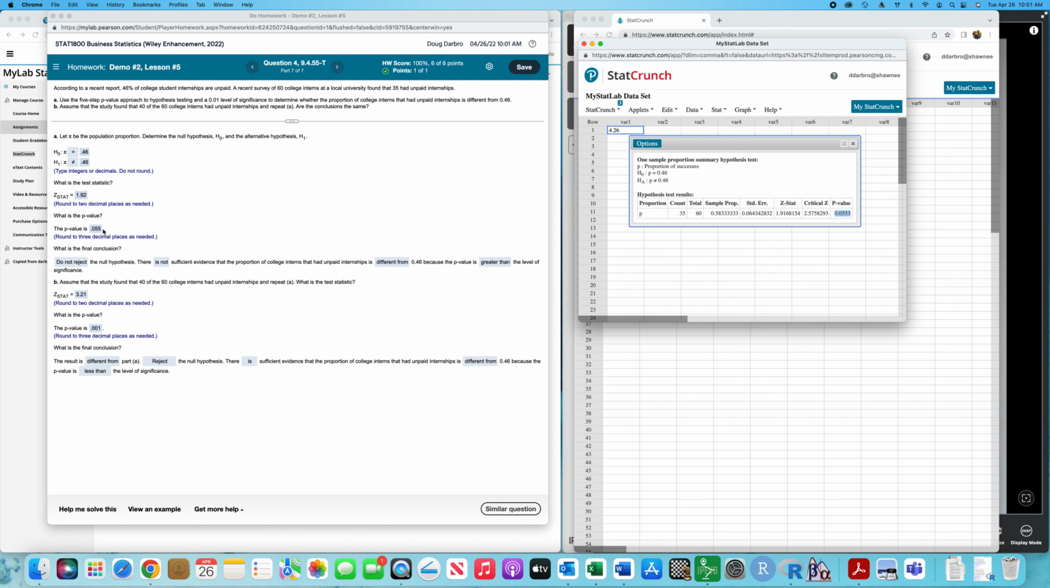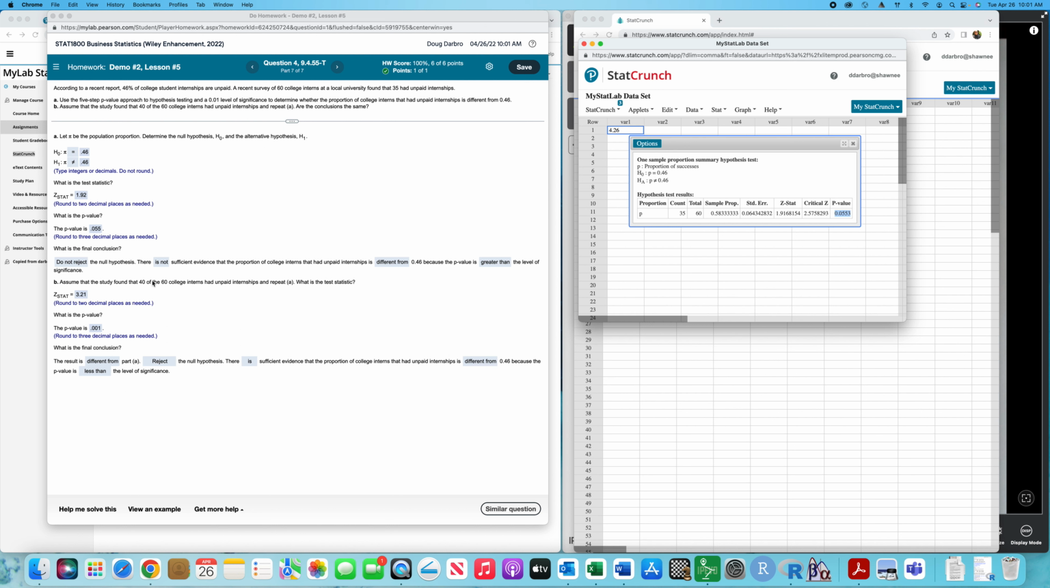The p-value 0.055 is higher than our alpha at 0.01. So therefore, I do not reject. There is not sufficient evidence that the internship is different because the p-value is greater.